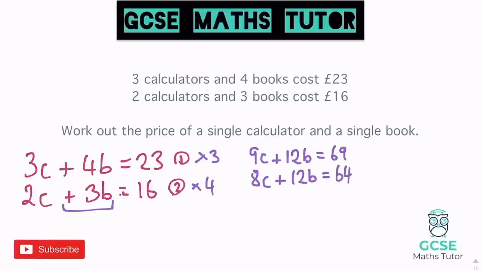Okay, so looking at these, the signs are the same, they're both a plus, so the way to eliminate this 12B is to subtract them from each other. I'm going to do the bigger one on top, take away the smaller one on the bottom. So 9C take away 8C leaves us 1C, and 69 take away 64 is 5. So straight away we get our answer, C equals 5.